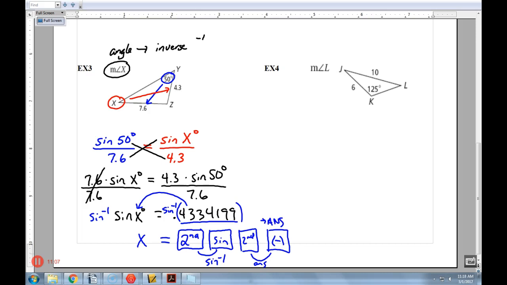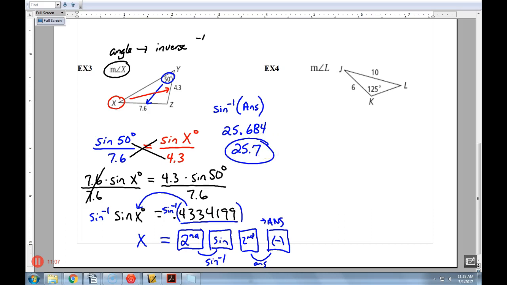And my calculator actually says sine -1 parentheses ANS. If it says that, you did it right. And then when I hit equals, I get an answer of 25.684, some other stuff. So rounding to the nearest tenth, this would be 25.7. And that's degrees.